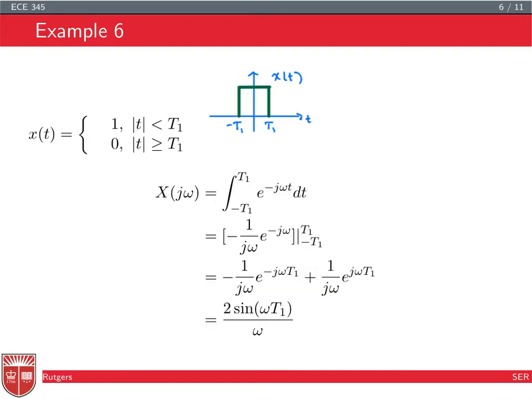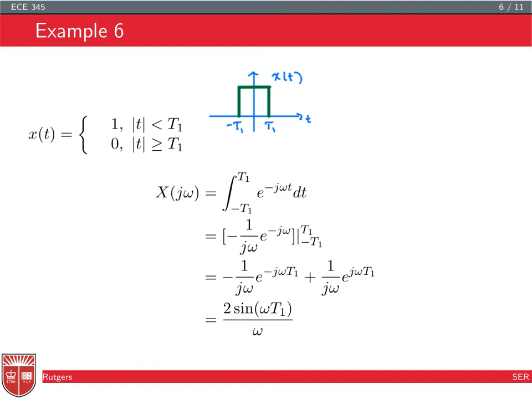Let's do one more example here, and let's look at the following question. We're given a signal x of t that is a box function, which is 0 outside the interval minus t1 to plus t1, and equal to 1 inside this interval. I think of it as a dual of the previous problem because the signal in the time domain looks like a box function, and the question is to find its CTFT.